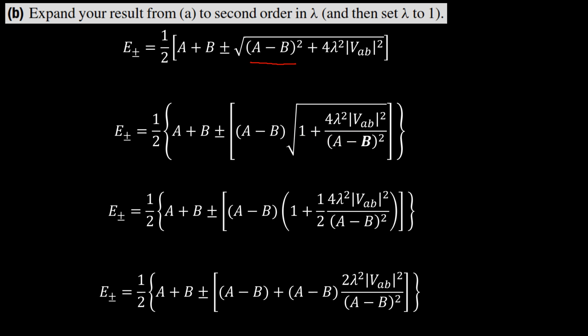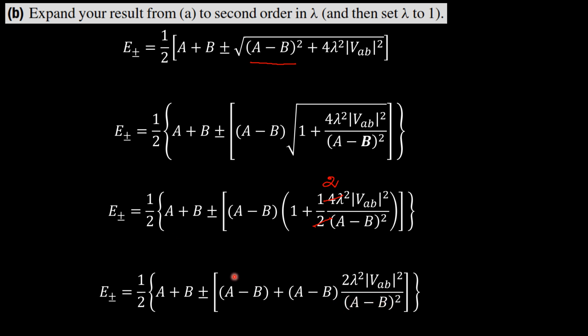Then this square root of 1 plus some lambda squared divided by x squared can be approximately written as 1 plus this term. So now this 2 will get cancelled with this 4. This will become 2. So now you can write E sub plus or minus is equal to 1 over 2, A plus P plus or minus (A minus P), because I am multiplying this by 1. So A minus P times this term, that is 2 times lambda squared modulus VAP whole squared divided by (A minus P) whole squared.